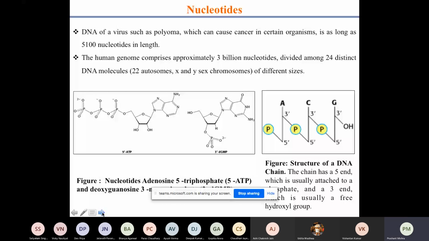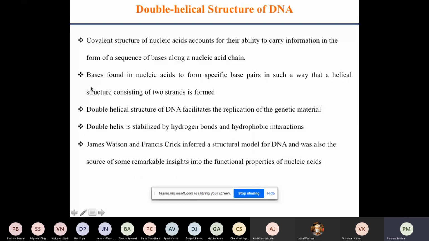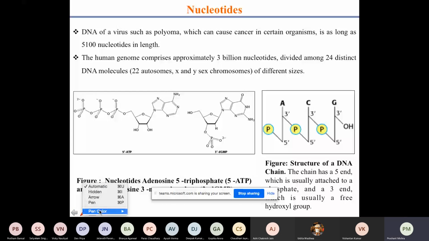So coming to the nucleotides, you can have a very long chain of nucleotides in DNA. DNA is not just 2 nucleotides, 3 nucleotides, or 10 nucleotides. There is a huge chain, for example in a virus such as the papilloma virus, which is normally known as a cancer causing organism. It is 5100 nucleotides in length. So there is a huge chain present, and when I talk about a small virus, I have talked about 5100 nucleotides, which is very small compared to the human genome.